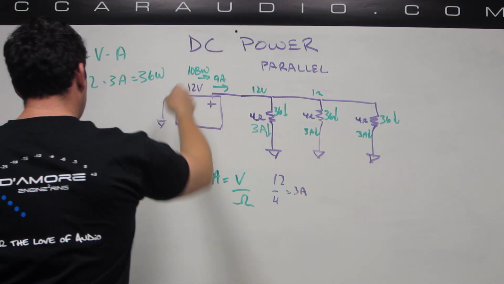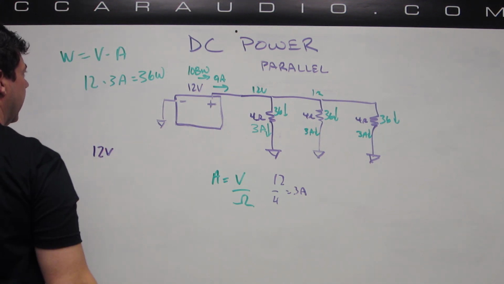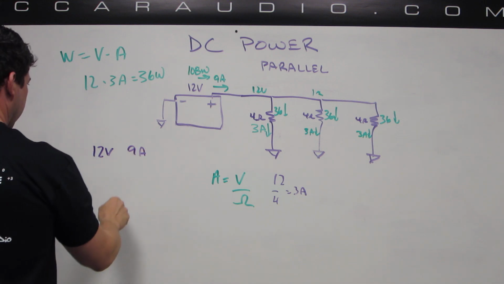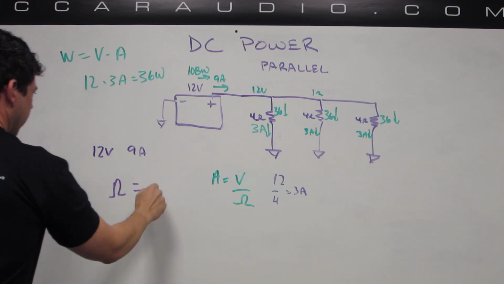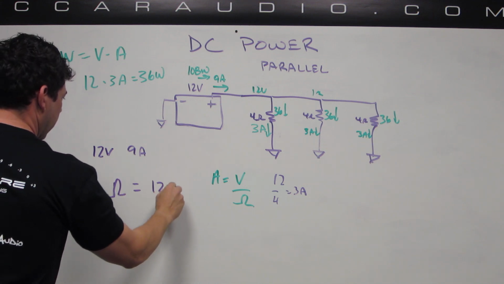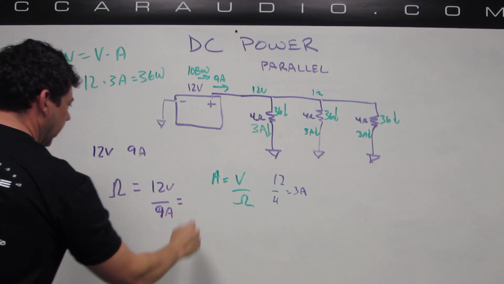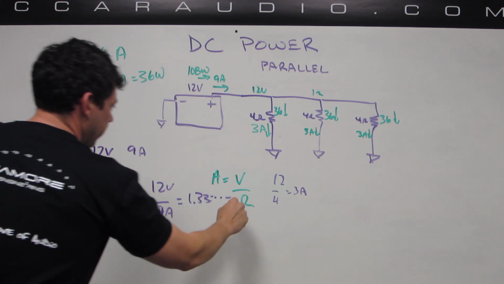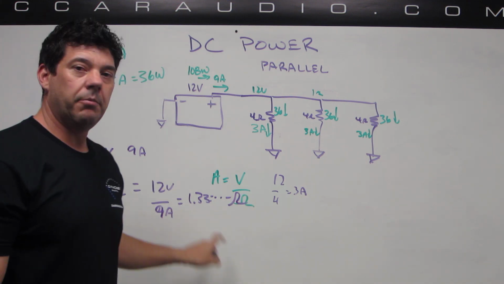Well, we can see we have 12 volts and 9 amps, and one of the Ohm's law things we can say is that resistance is volts over amps. When we figure that out, we're going to get 1.3333333 ohms. So there you go, 3 4-ohm loads in parallel, 1.33 ohms.